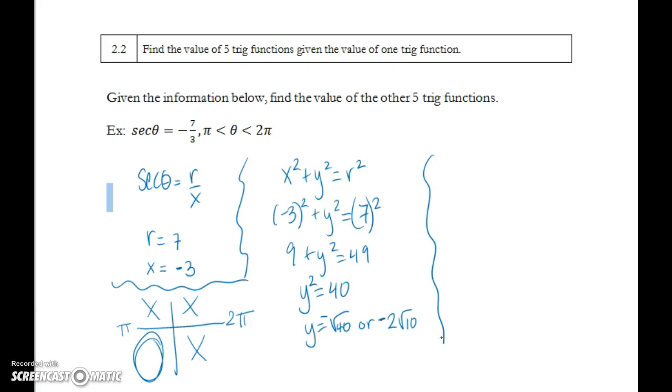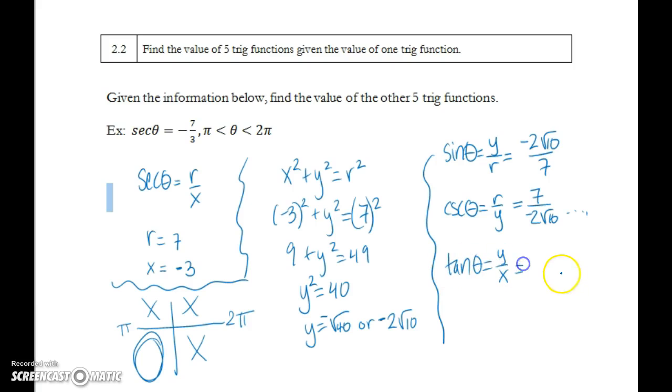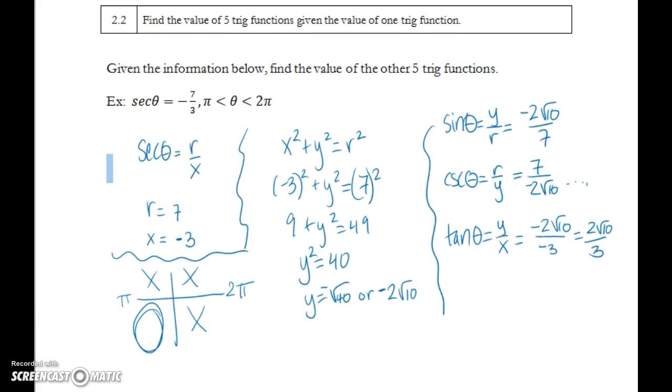Now let's find the other 5 trig functions. So sine of theta is defined as y over r, which is negative 2 root 10 over 7. Cosecant of theta is the reciprocal, r over y, so that's 7 over negative 2 root 10, which you could simplify. Tangent of theta is defined as y over x, and that would be negative 2 root 10 over negative 3, and that becomes positive, which makes sense because tangent is positive in quadrant 3.